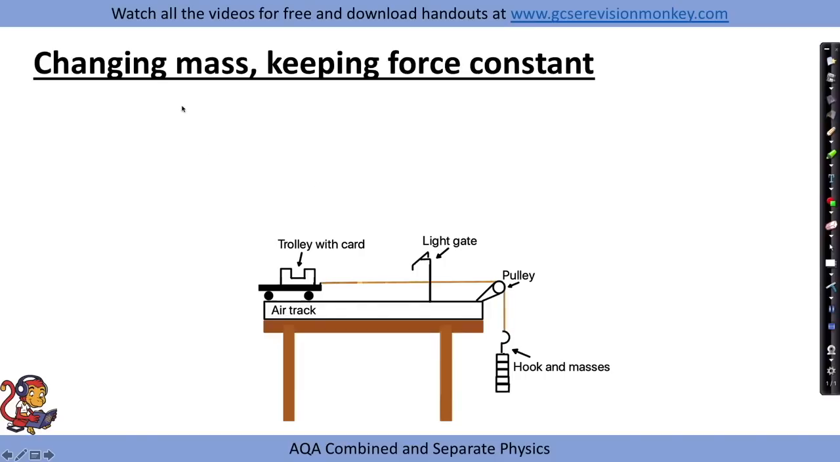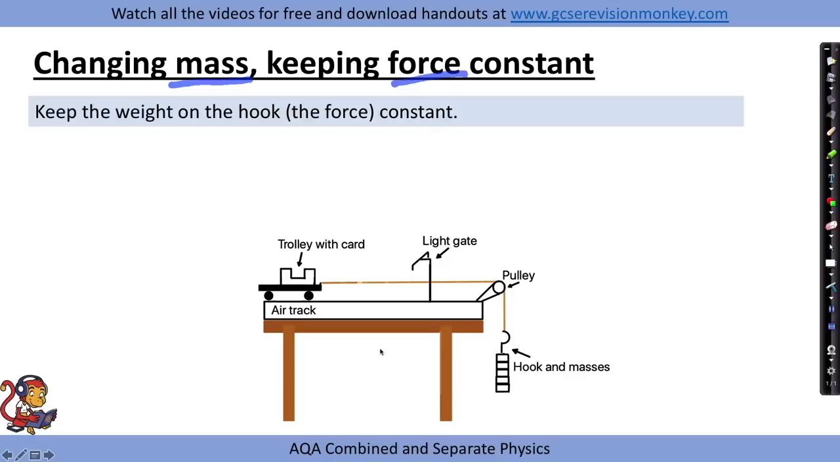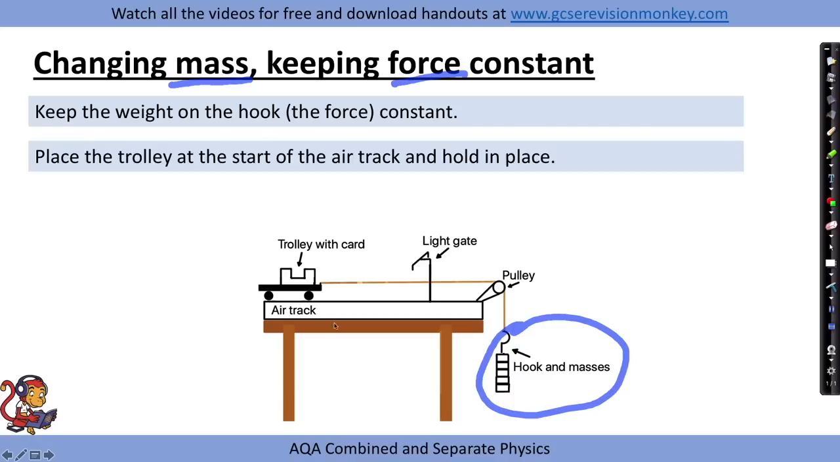So let's first look at the practical whereby we change the mass of the system but keep the force constant. In this practical, we are going to keep the weight on the hook, the force which we're applying over here, constant, so we're not going to change anything about this part of the system. We'll place the trolley at the start of the air track, and we must make sure we've got the same starting position each time. So this is going to be a control variable, the same starting position.